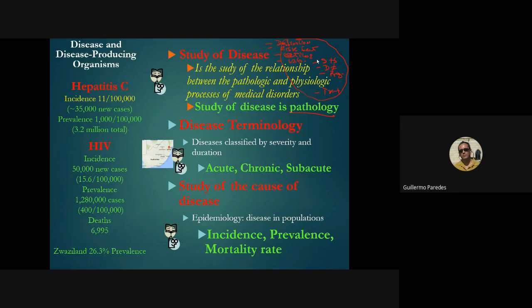Okay, so let's talk about disease terminology. What is pathology? Pathology is the study of the disease. You can gossip as much as you can to try to understand what the cause is, etc. This is terminology. Now is where you're going to have a frame of how to determine if this pathology, or this disease, is chronic or acute. Chronic or acute. And we'll talk a little bit about subacute.